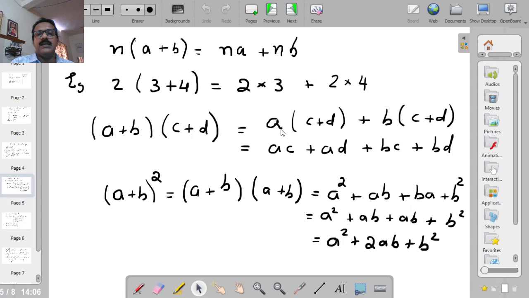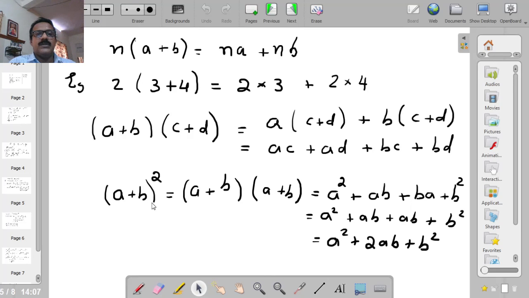Then we will apply the property, namely that multiplication is left distributive over addition. We get a times c plus a times d. a goes inside, and b times c plus d is bc plus bd. So we get ac plus ad plus bc plus bd. See, multiplication is actually done like this: ac plus ad plus bc plus bd.